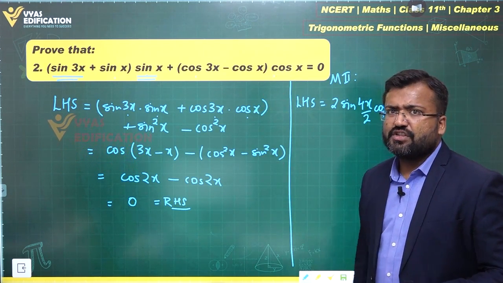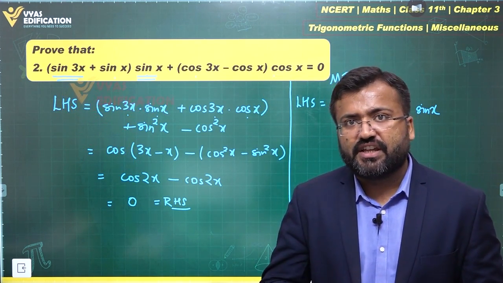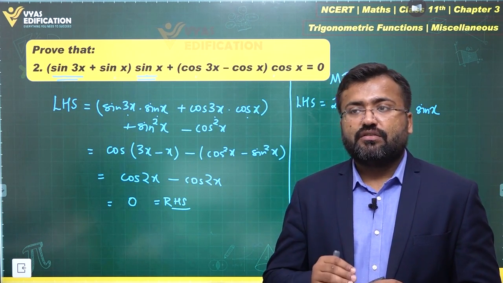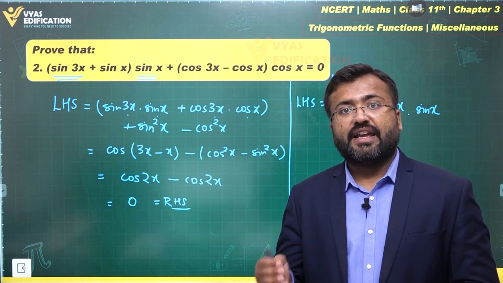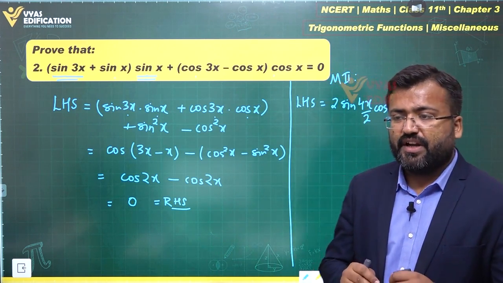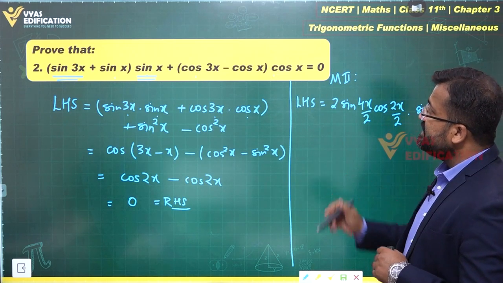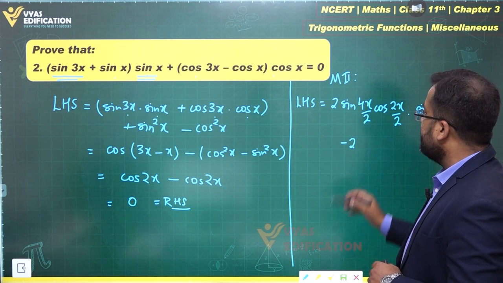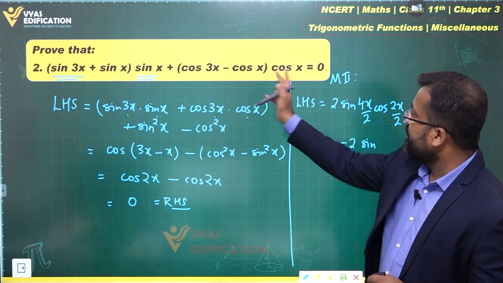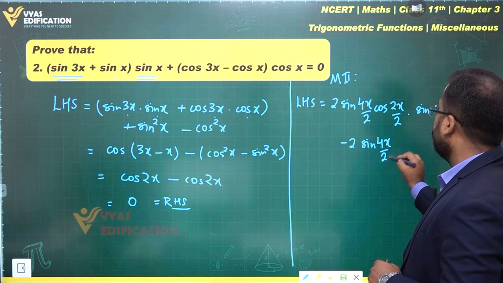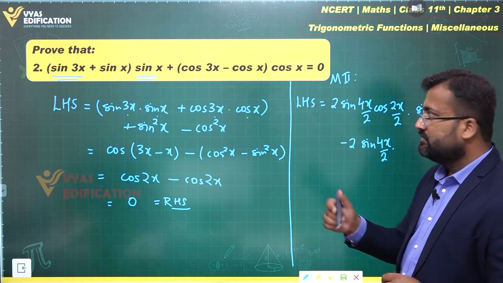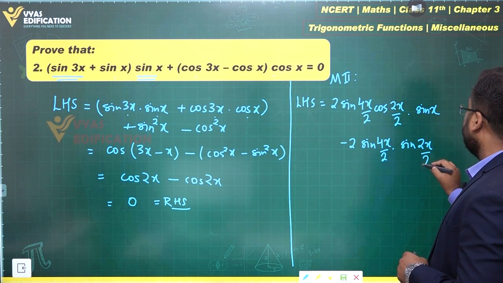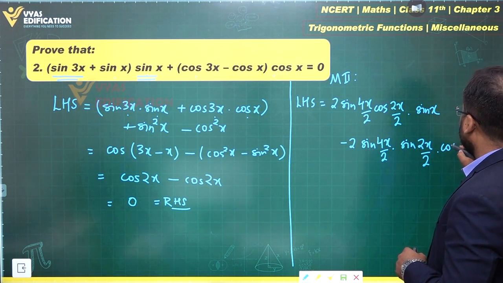What about cos 3x minus cos x? This is cos C minus cos D. Now, what is cos C minus cos D equal to? This is minus 2 times sin of (C plus D)/2, again sin of (C minus D)/2. So at both places you have sin. Minus 2 sin (C plus D)/2, which is 4x by 2, and you have sin (C minus D)/2, which is (3x minus x), 2x by 2, and you have a cos x already there.